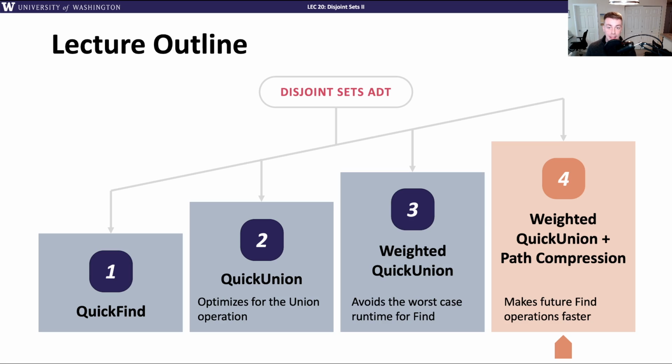So in the last video, we did a big recap of all of the things we saw last time in terms of disjoint sets, the implementations of those through quick find, quick union, weighted quick union. And now in this video, we're going to do something a bit different. It's going to be a very different approach to how to make our structure more efficient. So we're going to use this thing called path compression.